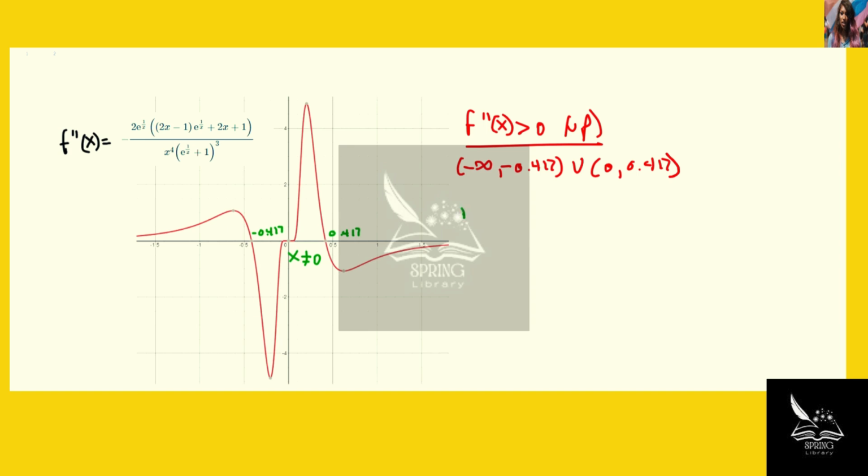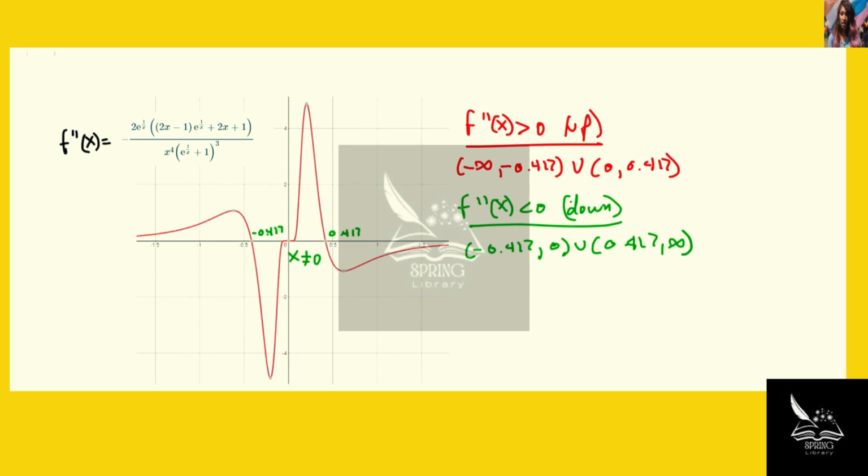Now, the function will be concave down when f double prime of x is strictly less than 0. And that will just be the rest of our interval. So negative 0.417 to 0, union 0.417 to infinity.